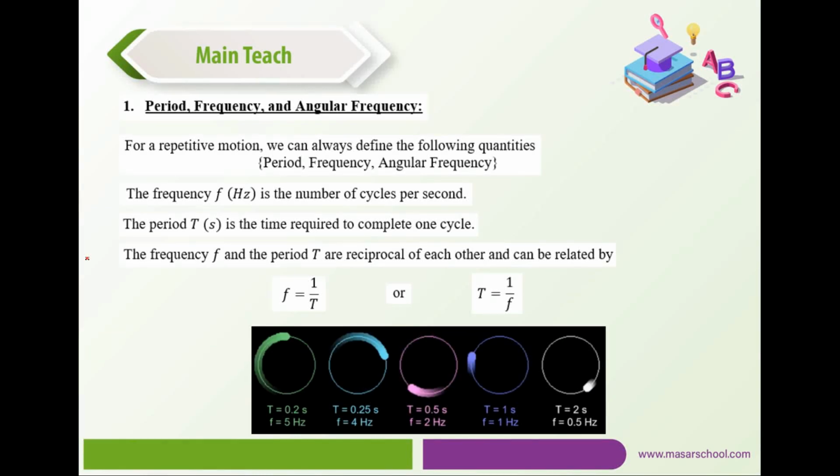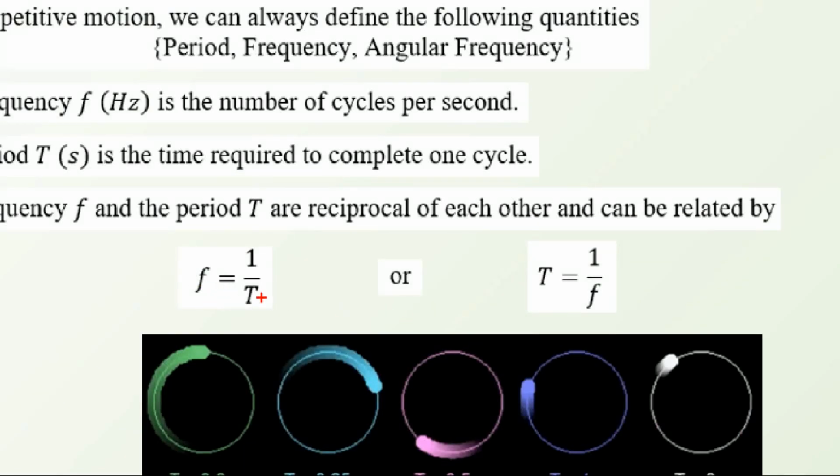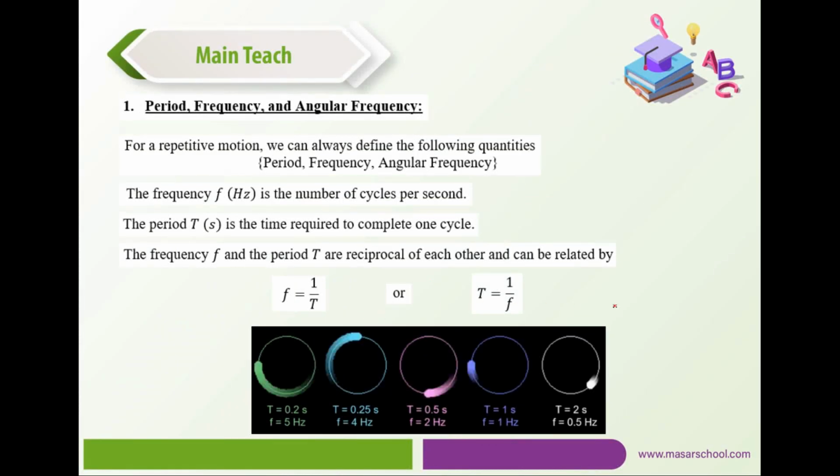The frequency and the period, capital T, are reciprocal of each other and can be related by f equals 1 over T, or T is 1 over f. And here let me say the following. Using dimensional analysis, because T is in seconds, that would be 1 over second, which is second to the power minus 1, which is the hertz. So basically the hertz is given by second to the power minus 1.